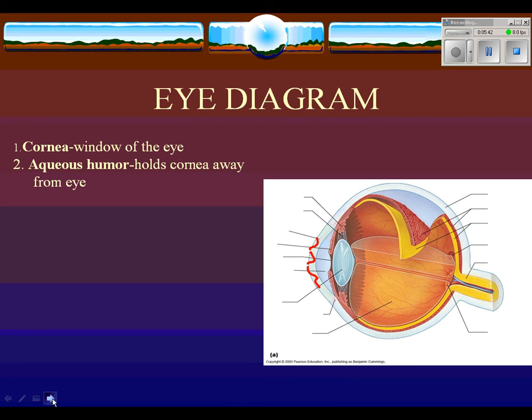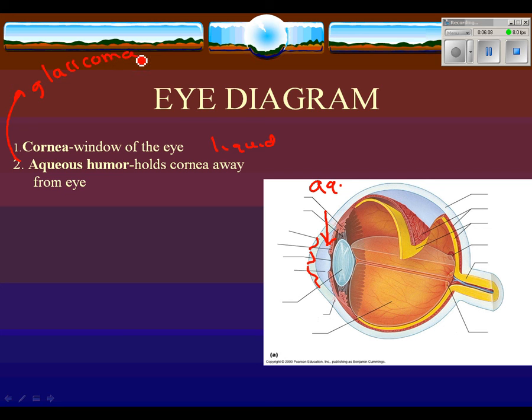Between the cornea and the rest of the eye, right in here, is the aqueous humor. Aqueous humor is a fluid, a liquid, and it helps maintain the space between the cornea and the lens. This is also the cause of one of the leading causes of blindness. That cause of blindness is called glaucoma.